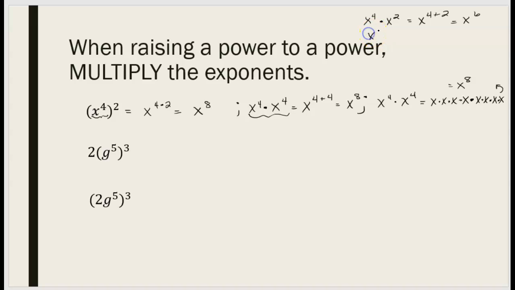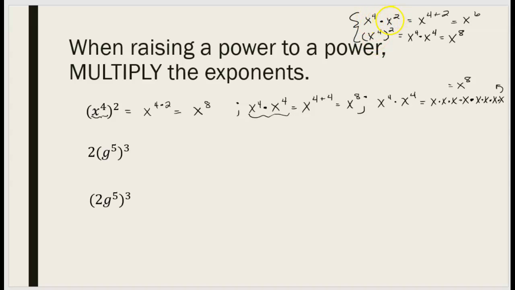However, when I take x to the 4th and I raise that to the 2nd power, that means something different. That's when we get into this stuff down here. So that means x to the 4th times another x to the 4th, which is actually going to be a string of 8 x's all multiplied together, okay? So these two things are very different.